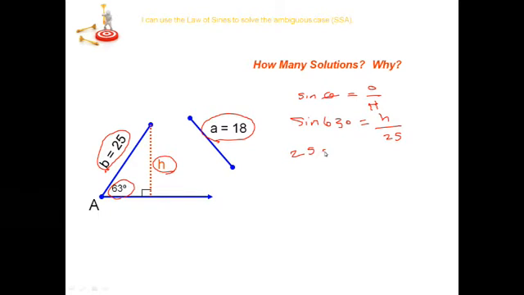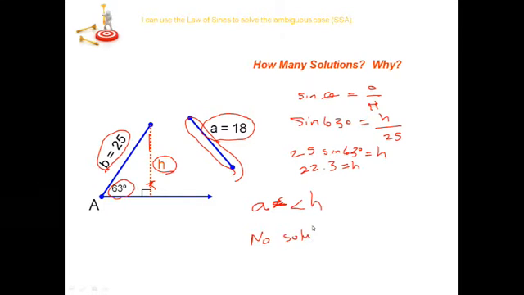So 25 sine of 63 degrees equals h. Okay, let's put it in our calculators and see what we get. After putting it in my calculator, I see that my height is 22.3. So if I try to take this side here, which is 18, and stick it in here, it's going to be short. It's never going to reach both sides of my triangle. So I know that because my A value is less than my height, there are no solutions or no triangles.